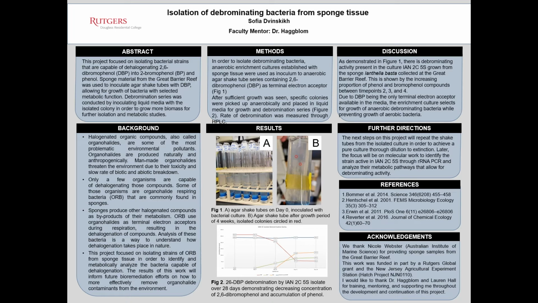This project focused on isolating strains of debrominating bacteria from sponge tissue collected at the Great Barrier Reef in order to identify and metabolically analyze the bacteria capable of dehalogenation.